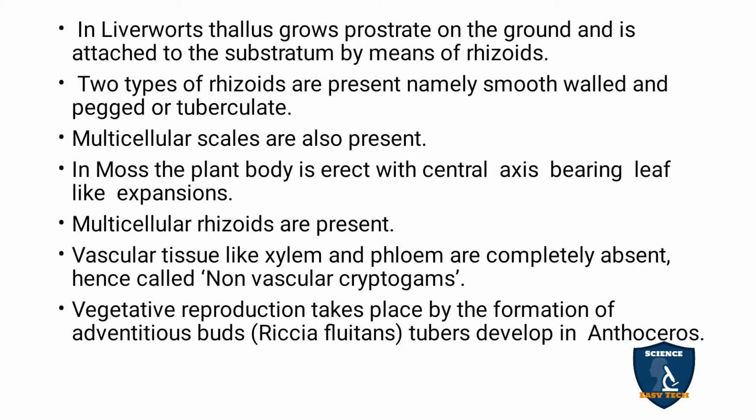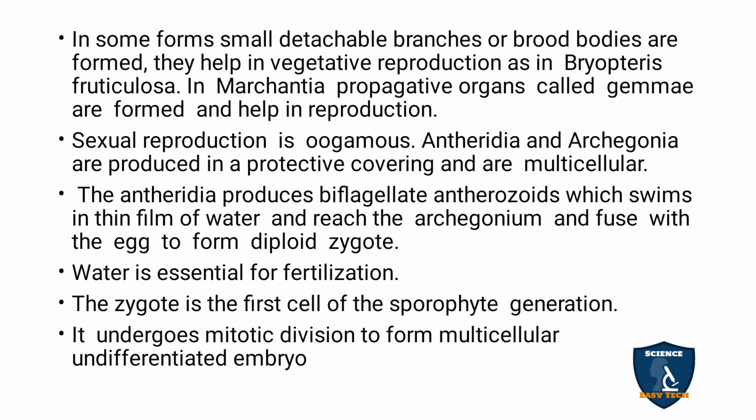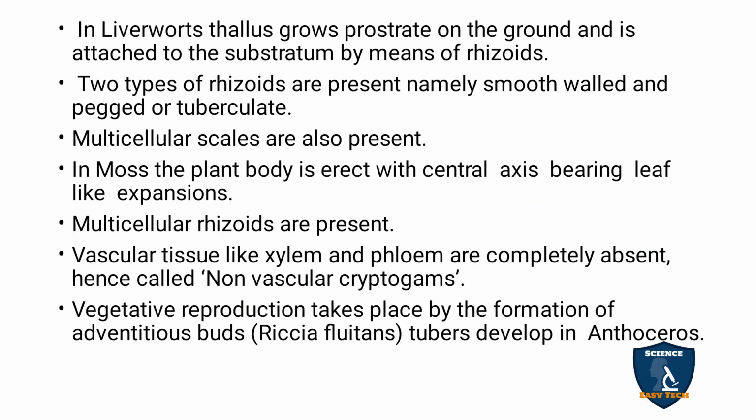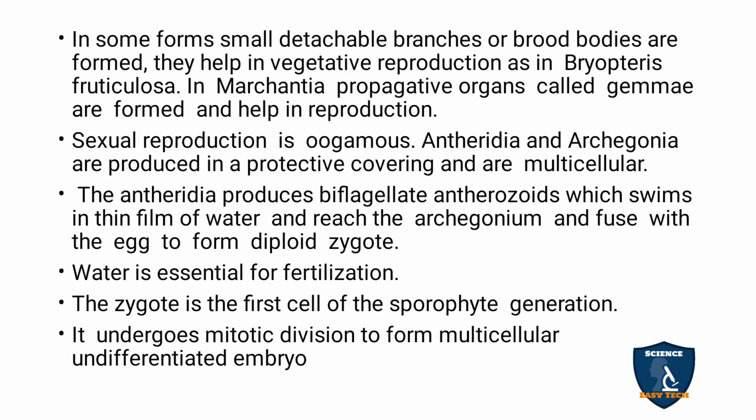Vegetative reproduction takes place by adventitious buds in Riccia fluitans and tubers in Anthoceros, and in some forms by detached branches. The branches are cut from the body, and with the help of that vegetative reproduction takes place in Bryopteris fruticulosa. In Marchantia, the propagule organs, the gemma cups you can see here, also carry out vegetative reproduction.